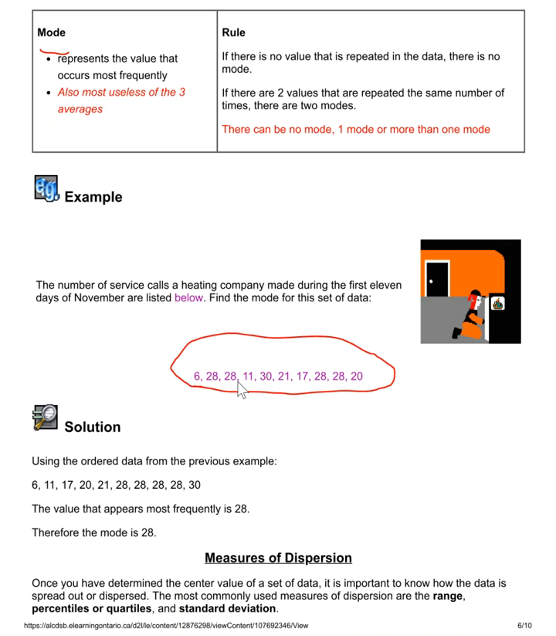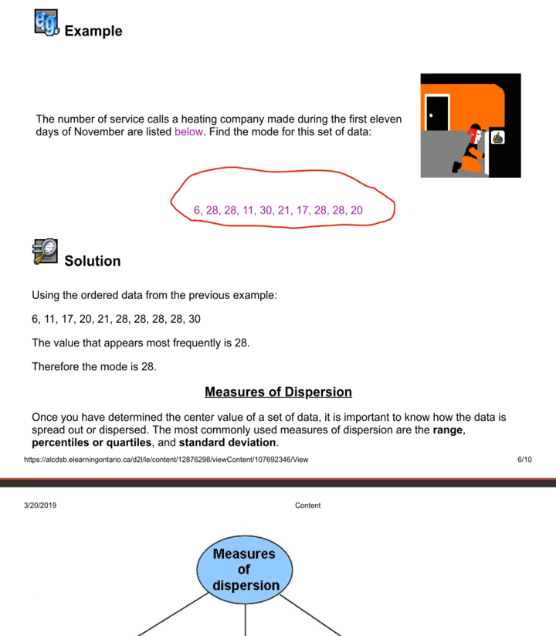But we need to go through the data and we see, okay, 6 occurs once, 28 occurs 1, 2, 3, 4 times, 11 occurs once, 30 once, 21 once, 17 once, and 20 once. So from that, since 28 appears 4 times, 28 is the mode. Hopefully that's easy to comprehend. If you have any questions, you know how to reach Chris or I.